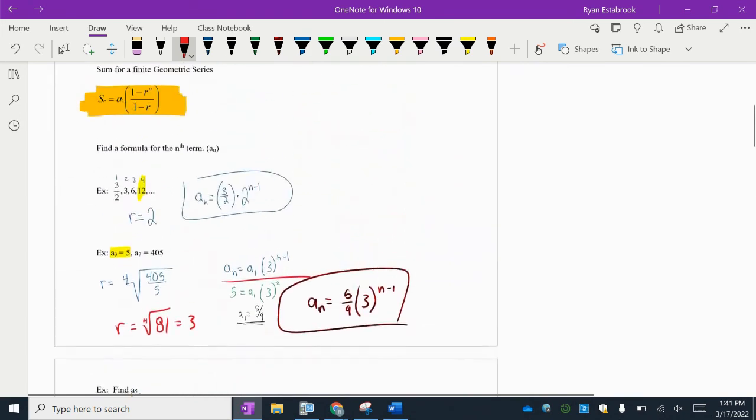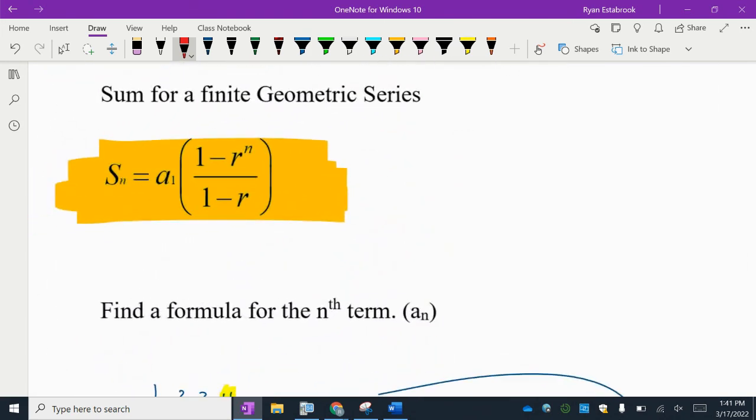Scroll up a little bit. Gave this to you earlier. Here is the formula we're talking about. It is the sum of a geometric series. And it is finite. Tomorrow we'll get into the infinite. But this is the sum for a finite geometric series.